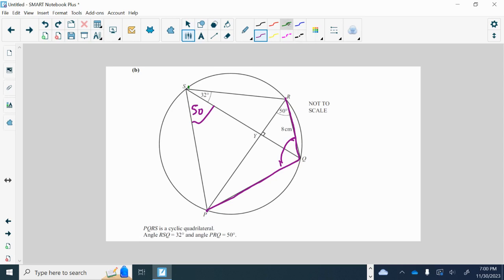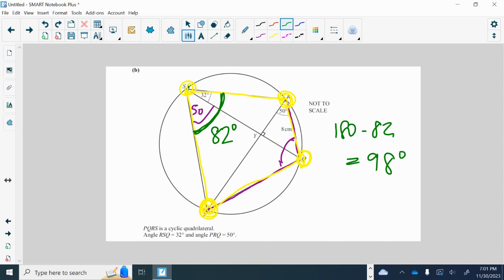Okay, so all of that then is together 82 degrees. It's a cyclic quadrilateral. So you have to recall, I hope, that opposite angles add up to, remember, defined by every point being on the circumference. Opposite corners add up to 180 degrees. So if that was 82 degrees, 50 plus 32, you've just got to do 180 minus 82 to work out the other angle. So that, I do believe, is 98 degrees.